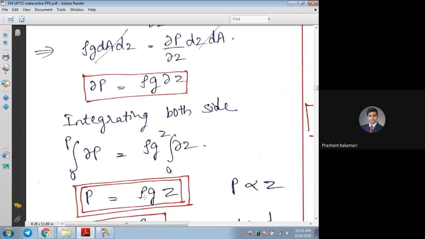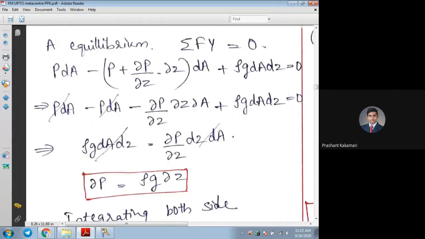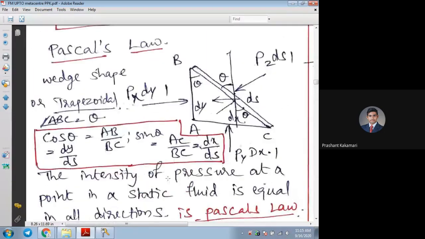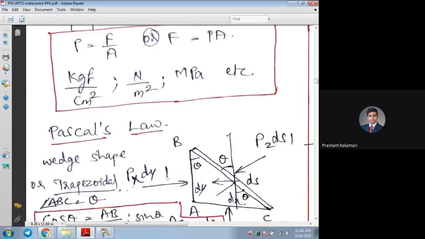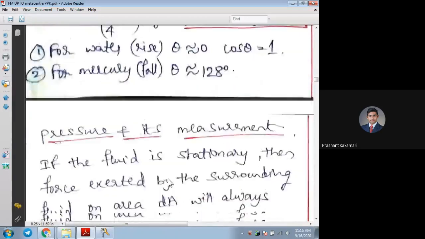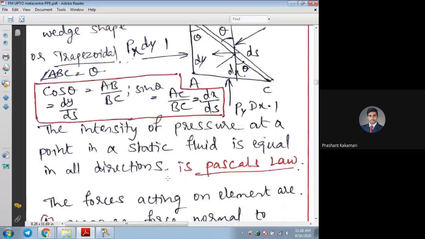That is P equal to rho g z. It means the pressure at the bottom layer or the bottom surface increases with respect to the depth of the water, z, or depth of the water, h, also you can write, rho g h, as I have written here in Pascal's law. Where had we written? Rho g h.